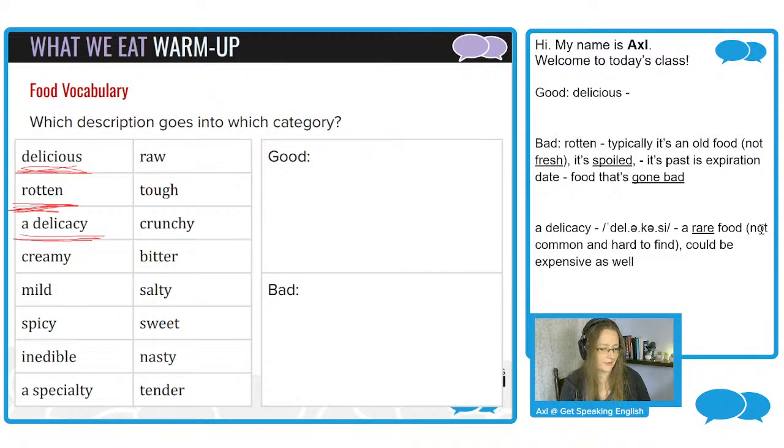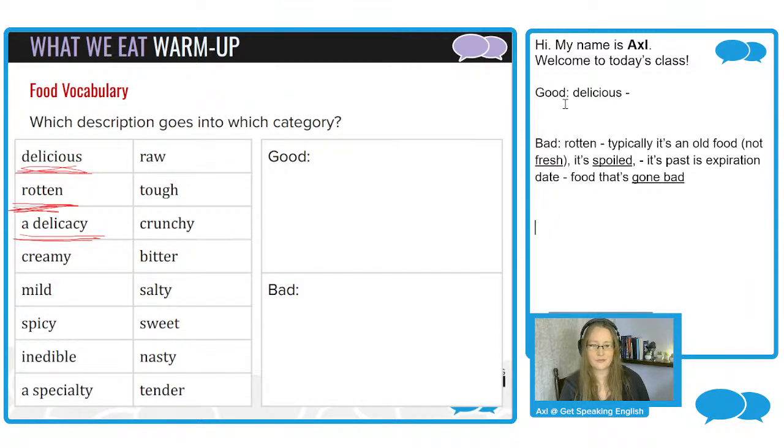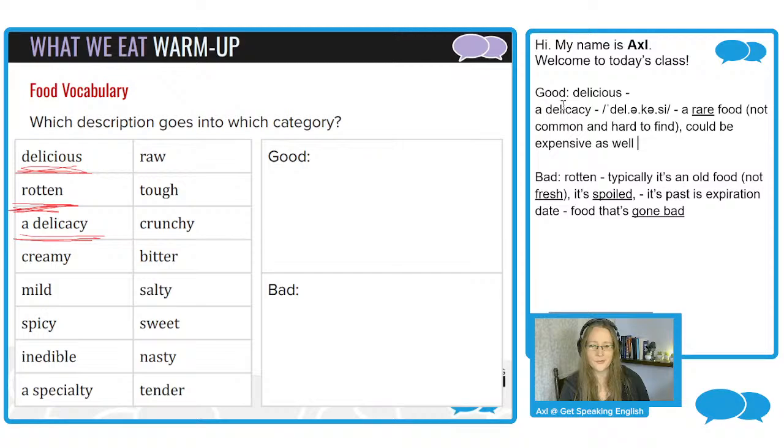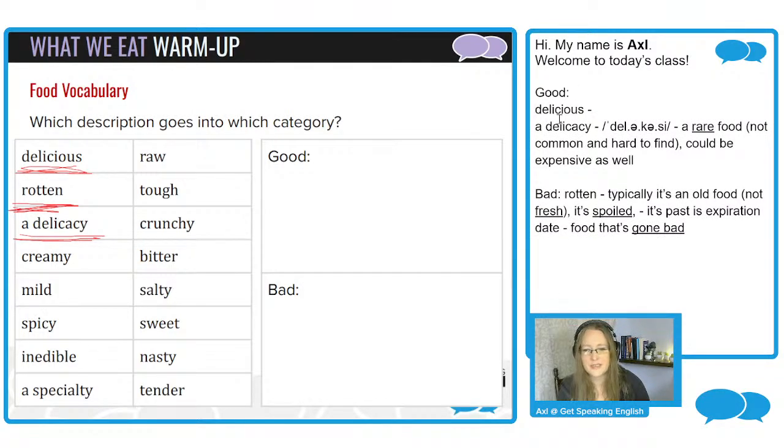Yeah, depending on the different cultures and things like that, right? So some foods might be considered really special. You would only eat them during a certain time, maybe during a festival or something. And it's definitely a good quality. I definitely agree with you. So we're gonna put it over here, under the good category.